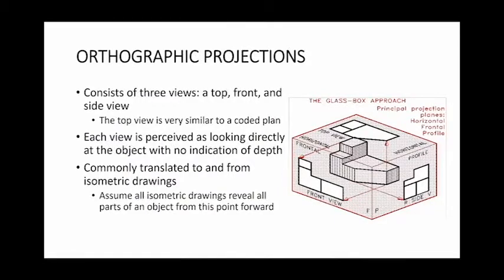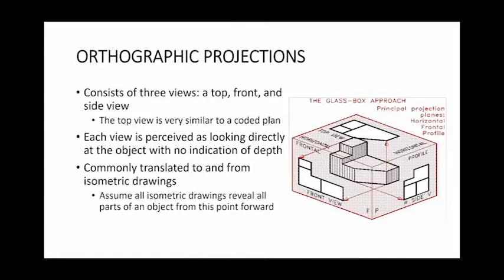An orthographic projection consists of three views: a top, front, and side view. It's important to note for future practice that the top view looks very similar to a coded plan, and that will come in handy when we're going from an orthographic projection to an isometric drawing later on.